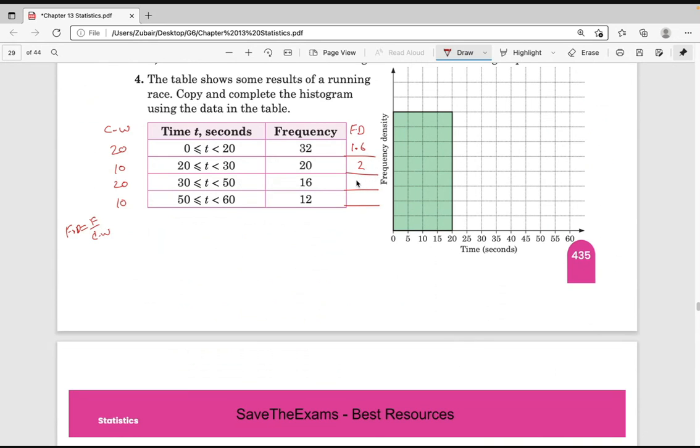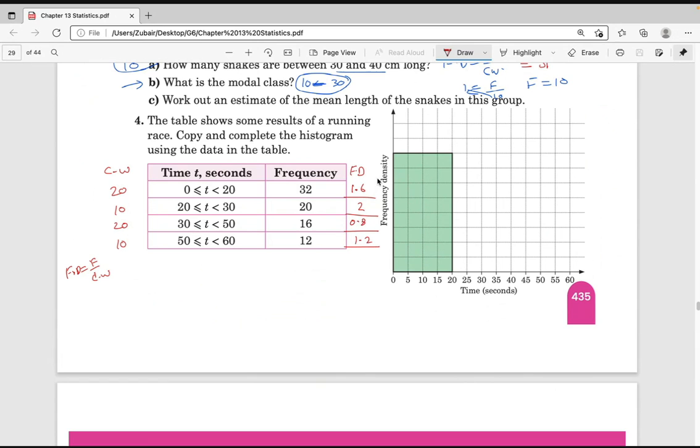And then it's 0.8, and then it's 1.2. So now we know the frequency density and we know the widths. 0 to 20 is already done. But we should know that this is 1.6. If this is 1.6, I should know what these boxes mean.